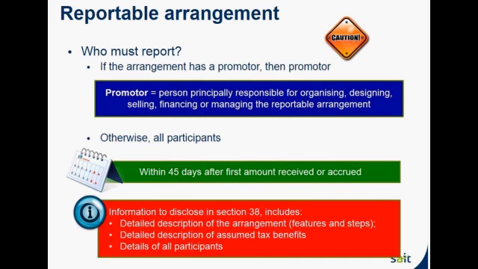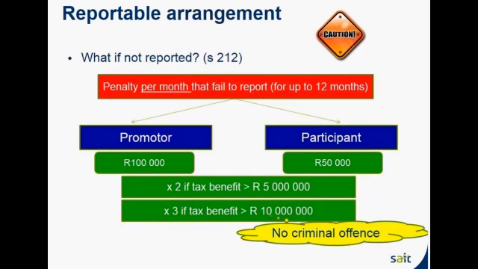So for every month that you don't report the arrangement, up to a maximum of 12 months, the promoter is going to be liable for a penalty of 100,000 rand per month, and the participant for a penalty of 50,000 rand per month. If the tax benefit is greater than 5 million rand, the amount doubles, so it becomes 200,000 for the promoter and 100,000 for the participant. And if the benefit is greater than 10 million, it becomes 200,000 for the promoter and 150,000 for the participant.